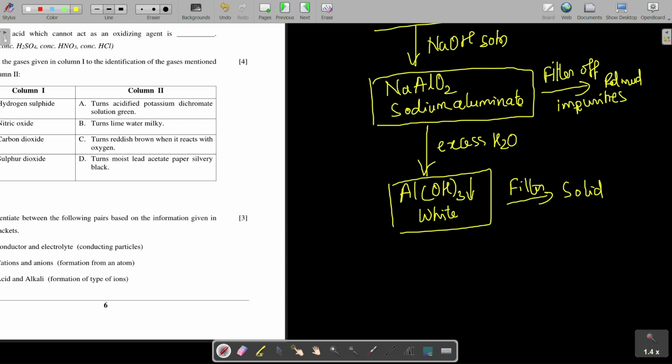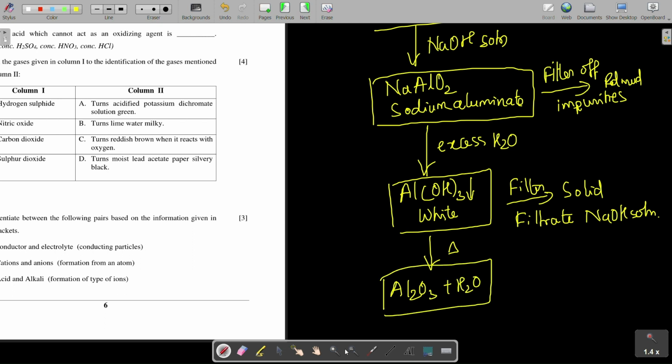What other filtrate will be there? It will be your sodium hydroxide solution again. Sodium hydroxide solution is formed, so that will be reused here in the first step. Next, if you take the solid aluminum hydroxide and heat it, you will get alumina, Al2O3, and water. So this is your final product.